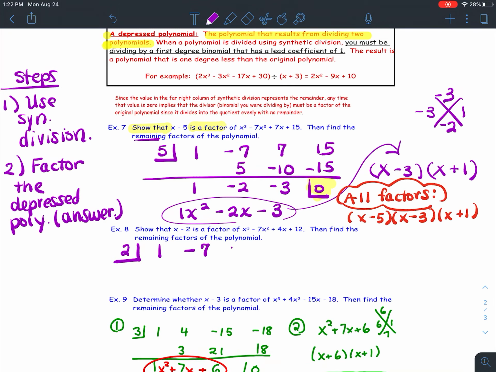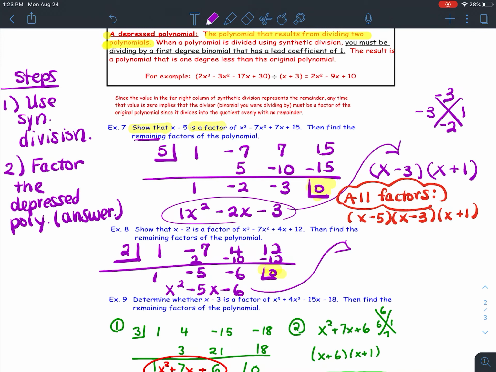We're going to show that x minus 2 is a factor of this cubic polynomial. Going to do synthetic division. Okay, again, as we anticipated, got the remainder of 0, so I know x minus 2 is definitely a factor.